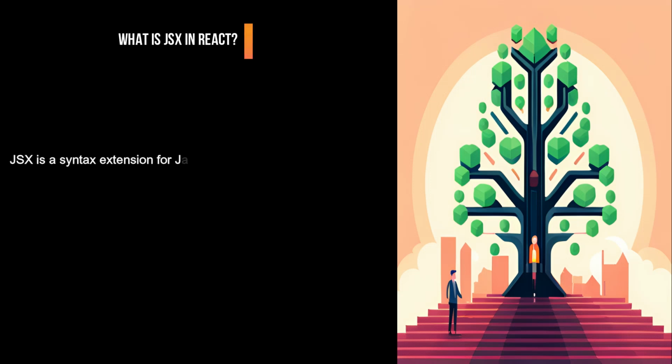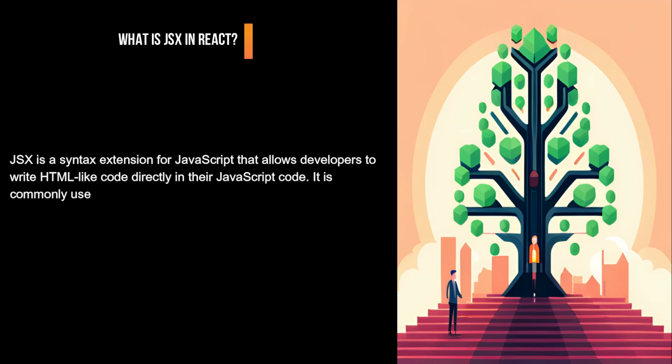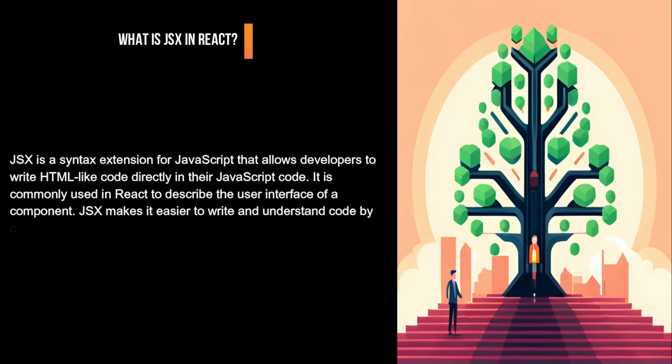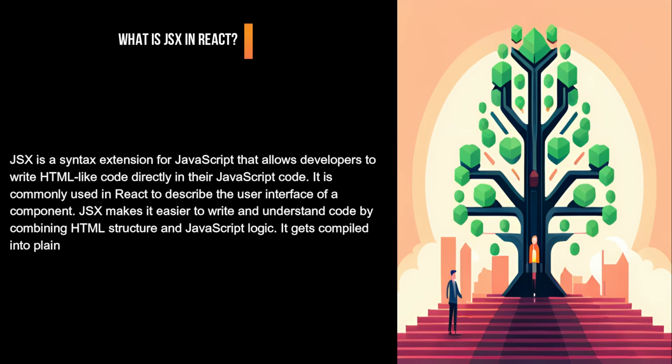What is JSX in React? JSX is a syntax extension for JavaScript that allows developers to write HTML-like code directly in their JavaScript code. It is commonly used in React to describe the user interface of a component. JSX makes it easier to write and understand code by combining HTML structure and JavaScript logic. It gets compiled into plain JavaScript code, which can be executed by the browser.